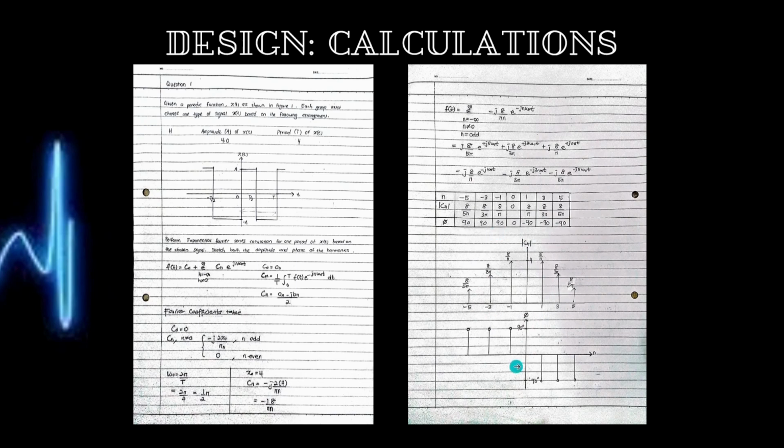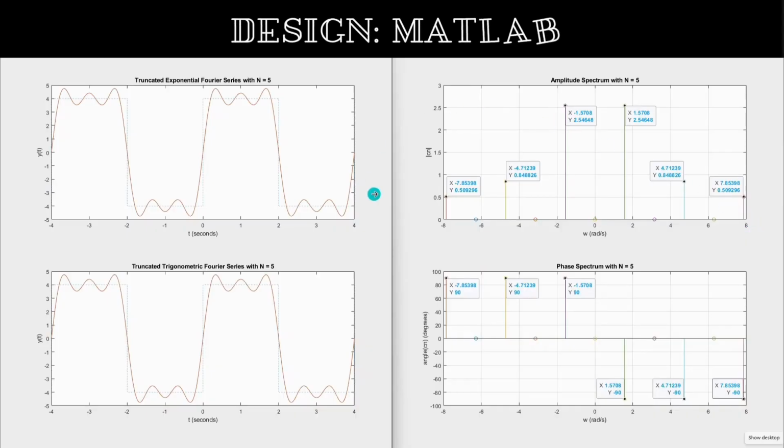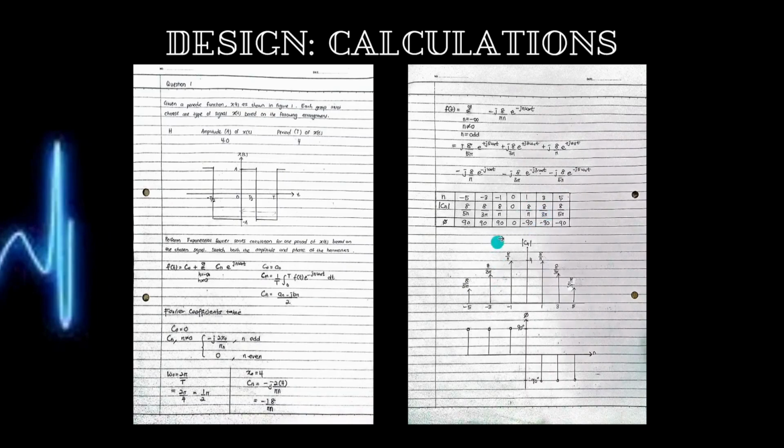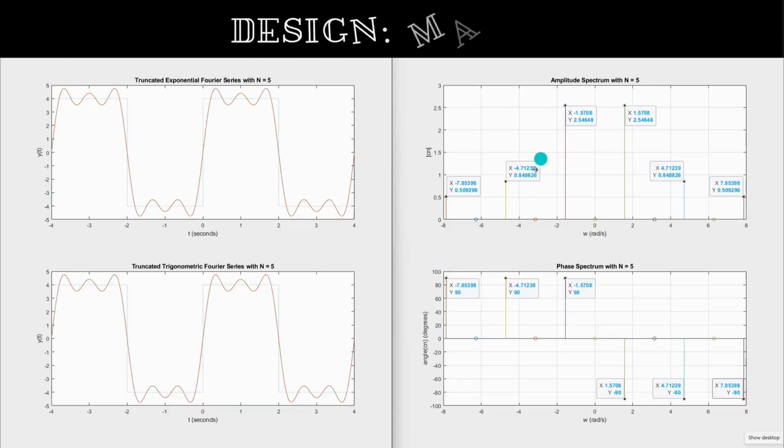This is the sketch representation of the calculations, the amplitude spectrum and the phase spectrum. So this assignment is to visualize the Gibbs phenomenon, as you can see here. When n is equal to 5, we can see that the reconstructed wave is becoming more and more like the original wave. This is the amplitude spectrum and phase spectrum. When we compare it to the manual calculation, it is proven that our calculation is correct because 2.54648 is the same as 8 over pi, and so on with the other numbers.